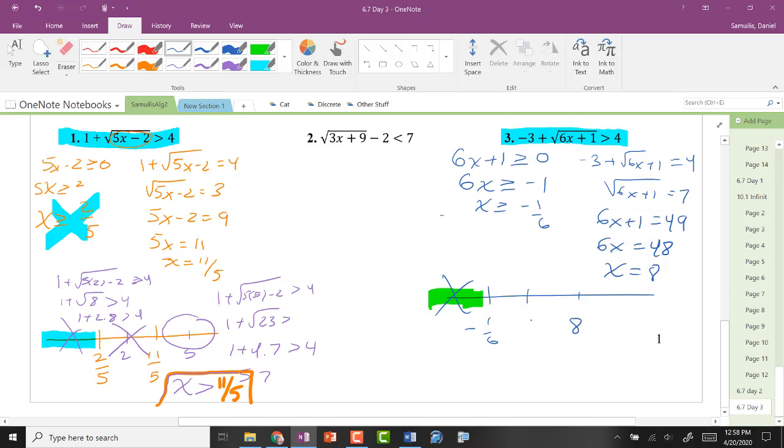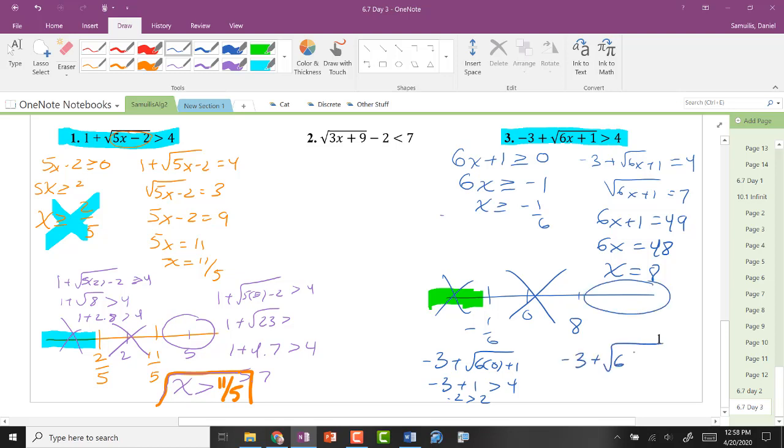All right, so let's pick a number between -1/6 and 8. Again, I always like 0 if I can use it. So -3 plus the square root of 6 times 0 plus 1. -3 plus the square root of 1, which is 1, is greater than 4. This is a -2. -2 is not greater than 4, so that doesn't work. So more than likely my answer is going to be here, but let's check.